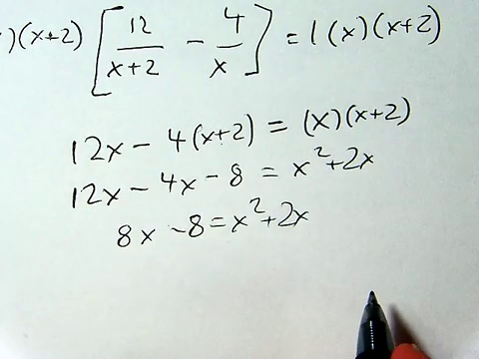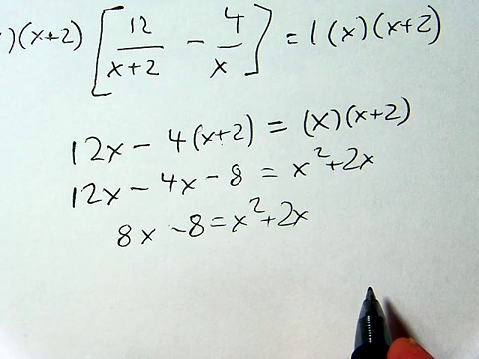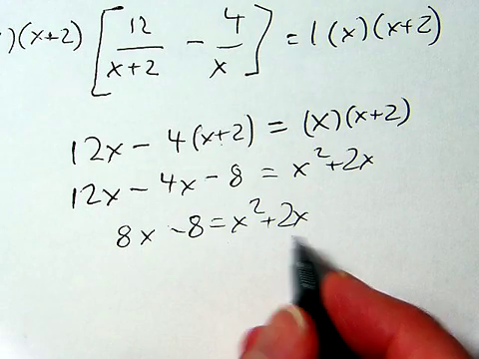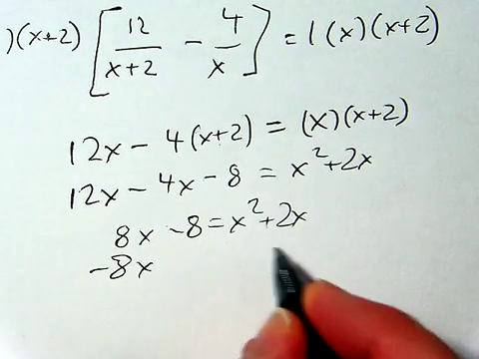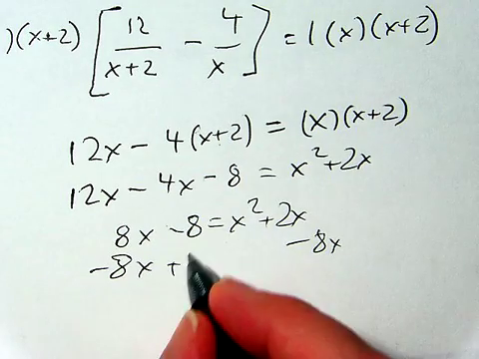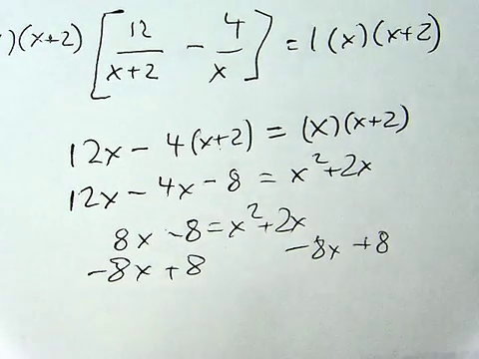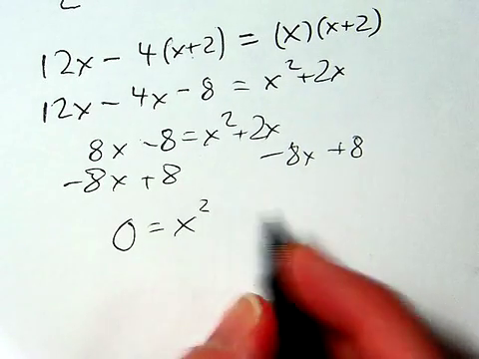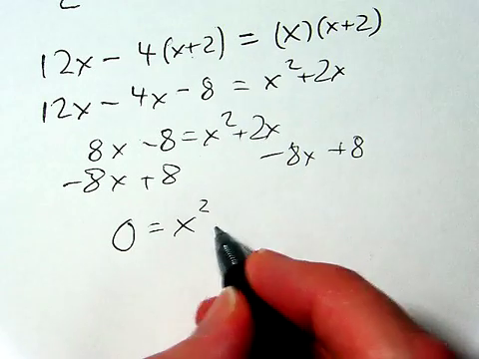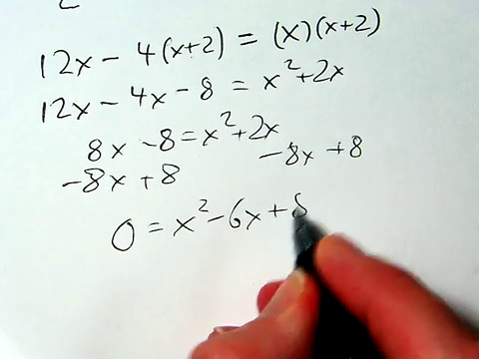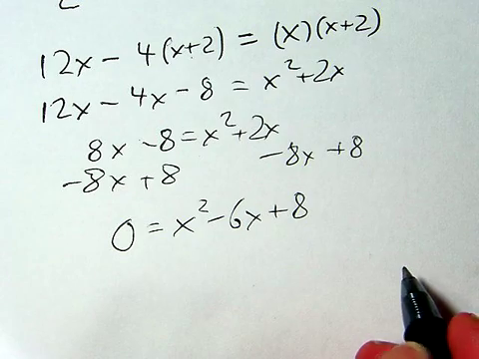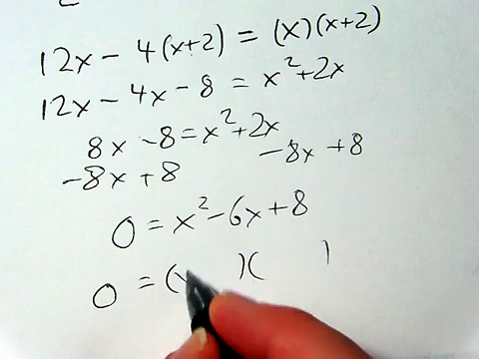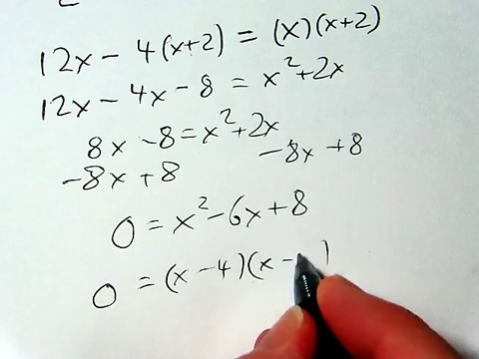Let's continue to not only combine terms, but let's put all the terms on one side of the equation so we can have a quadratic in standard form. So let's subtract 8x from both sides and add 8 to both sides. We're in pre-calculus, we can do more than one step at a time. It leaves us with 0 on the left equals x squared, 2x minus 8x is minus 6x, plus 8. Let's take a look. Does that look factorable? Actually, I think it does. I think we've got x minus 4 and x minus 2.